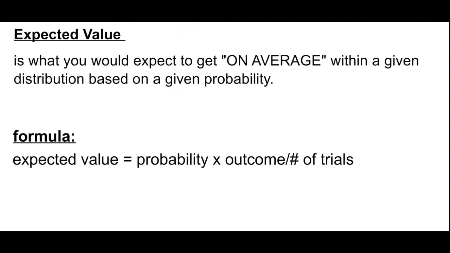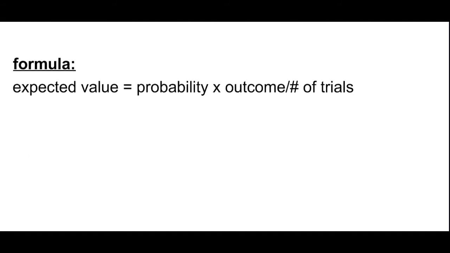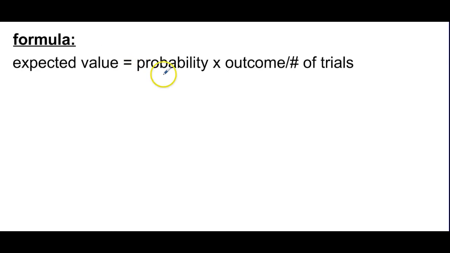So basically you would see something like this. In a question, I'll ask you, out of 100 flips of a coin, what is the probability of getting a heads? Or something close to that, right? In order to do that, you would take the expected value, which equals the probability times the outcome slash the number of trials. Depending on what the question is, you'll have to specify which one it is.